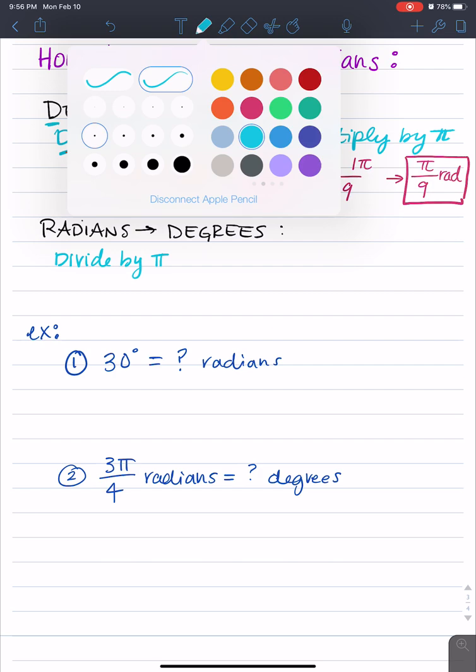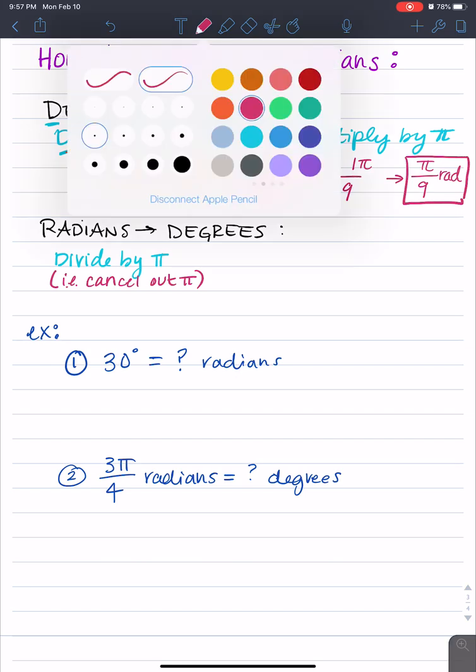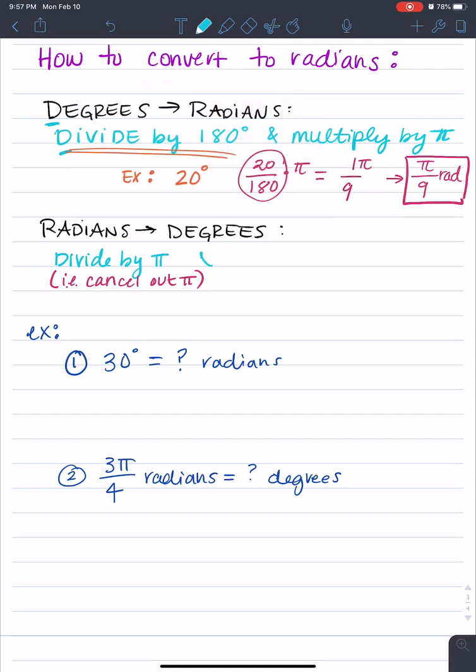Okay, when you do that, by the way, meaning you're going to cancel out the pi when you divide by pi, because there's already going to be a pi in your question, like in the radians. So to divide by pi would be the same thing as canceling it out. And instead of dividing by 180, you're going to multiply by 180.